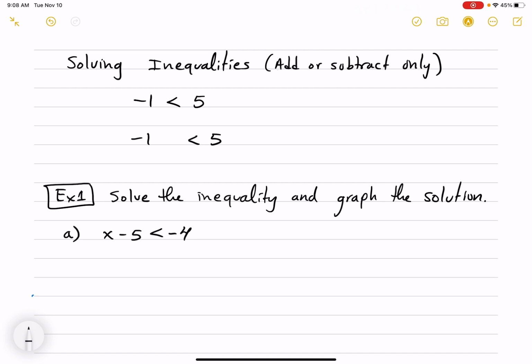Welcome students. In this video I'm going to show you how to solve simple inequalities using addition and subtraction only. Before we do that, I'd like to show you one of the properties of inequalities.